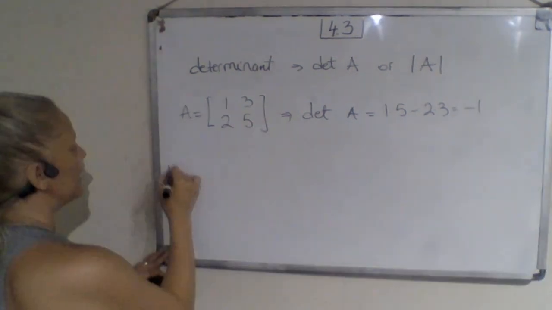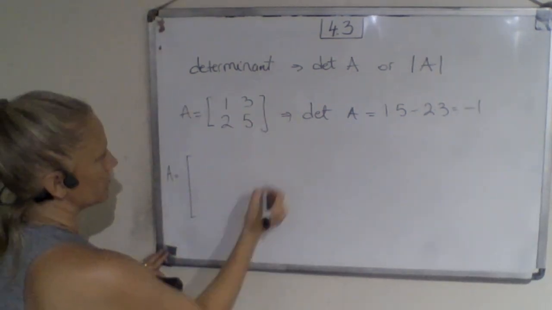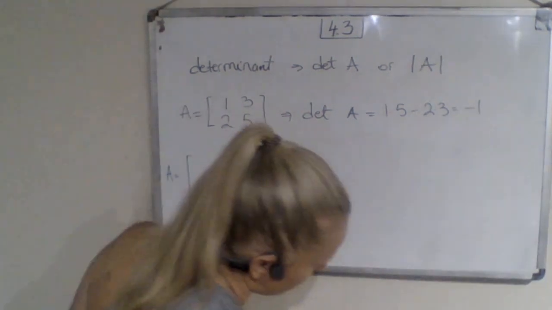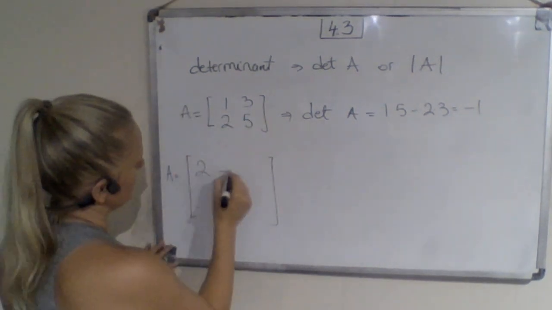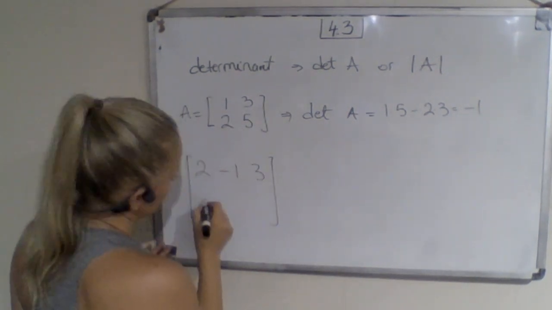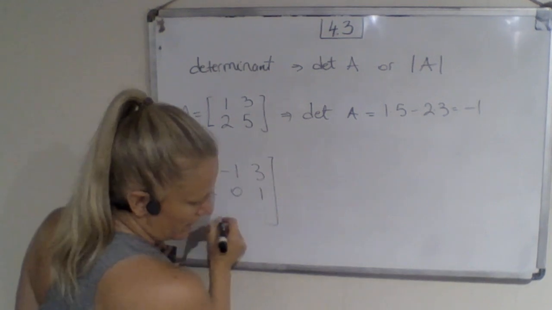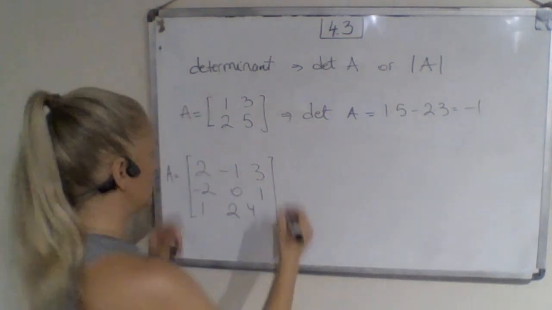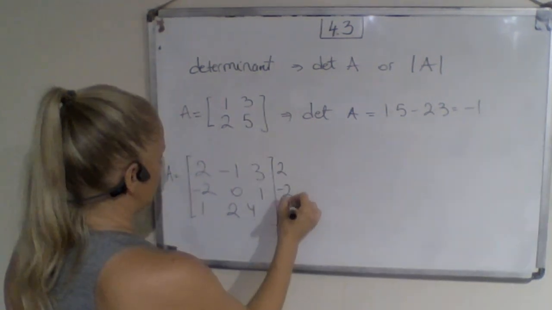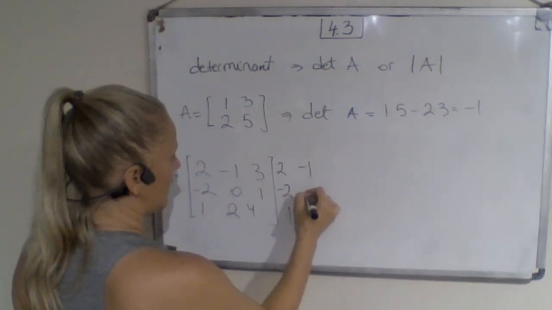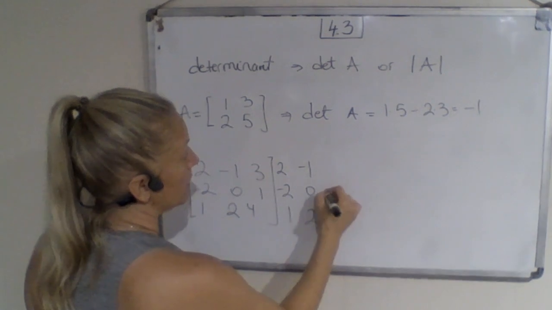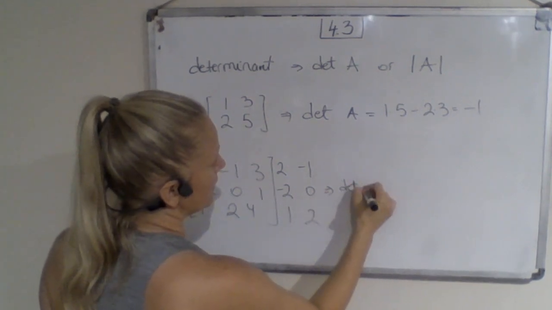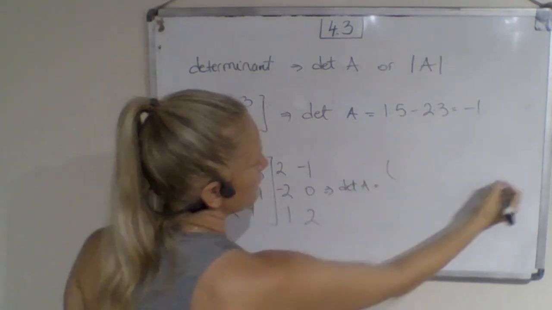If I have the other matrix, which is a 3 by 3, my matrix is 2, negative 1, 3, negative 2, 0, 1, and then 1, 2, 4. Now we're going to do it the long way first. I'm going to copy my first column and my second column, and then I'm going to go ahead and find the determinant of A. Here's what I'm going to do.